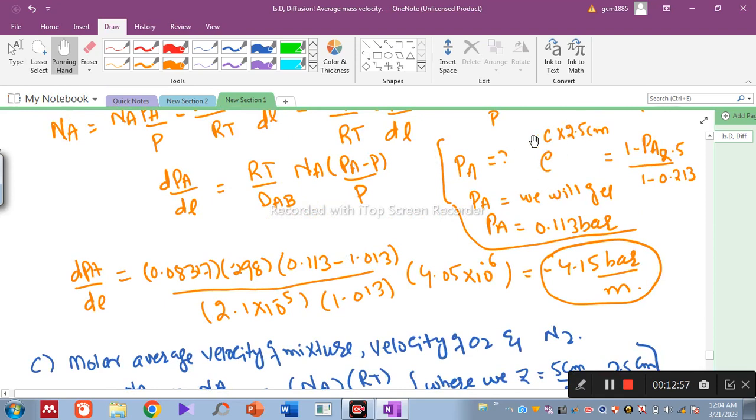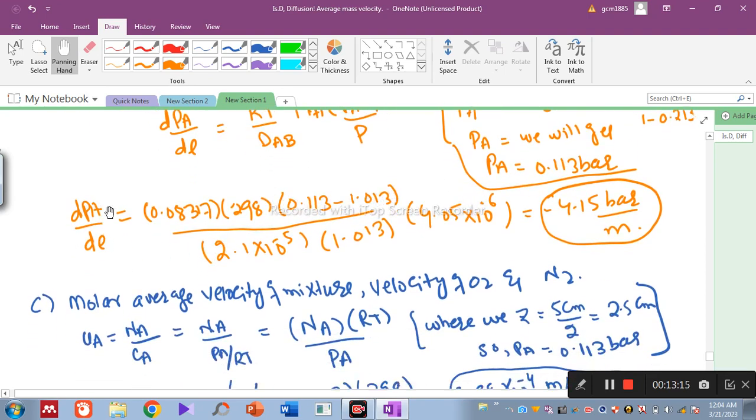This is constant, which we already discussed. So the PA value will be 0.113 bar in the middle of the diffusion path. Putting this value in this equation in place of PA, the partial pressure gradient of oxygen in the middle of the diffusion path will be equal to 4.15 bar per meter. This is the partial pressure gradient of oxygen in the middle of the diffusion path.